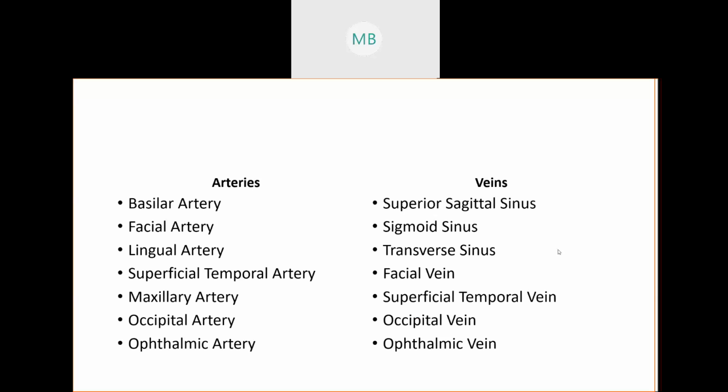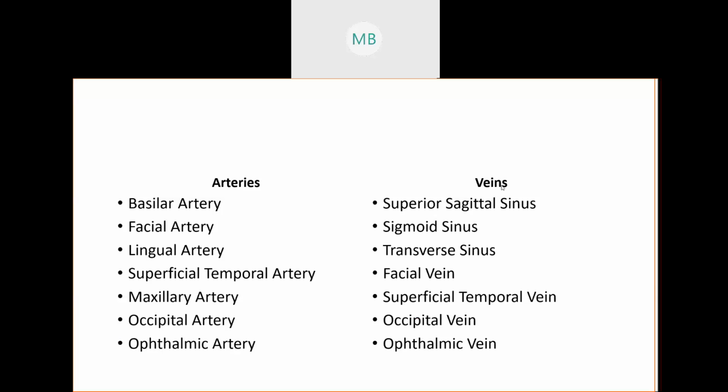So first, we're going to look at the facial ones. We're not talking about the brain. We're just talking about what we need to know for our facial and major head arteries and veins. And the arteries on your lab list for this are the Basilar Artery, the Facial Artery, Lingual Artery, Superficial Temporal Artery, Maxillary Artery, Occipital Artery, and the Ophthalmic Artery.